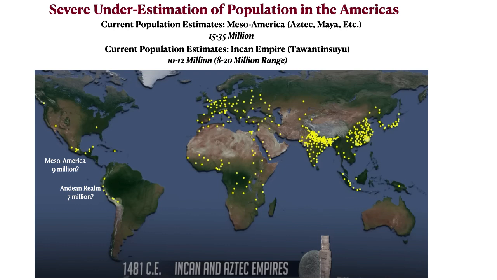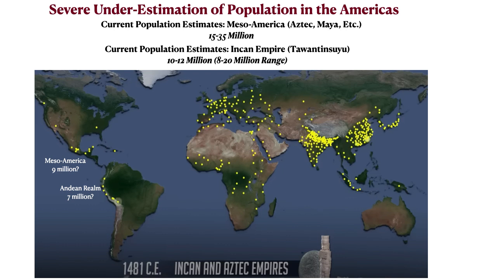When we look at maps like this, taken from a very interesting and useful animation of global population, I mentioned it before, where each yellow dot indicates 1 million people. I do have some problems with this, and most importantly, I believe it's severely underestimating the population of the Americas. So if you just count up the dots in Mesoamerica, that would be the region from central Mexico to northern Central America, I count 9 million with our 9 dots. The best current population estimates of this region would be 15 to 35 million.